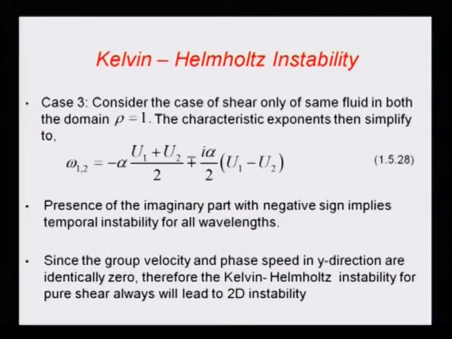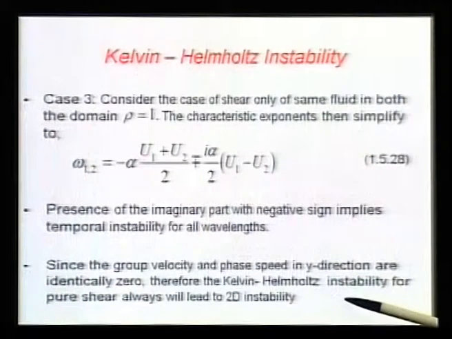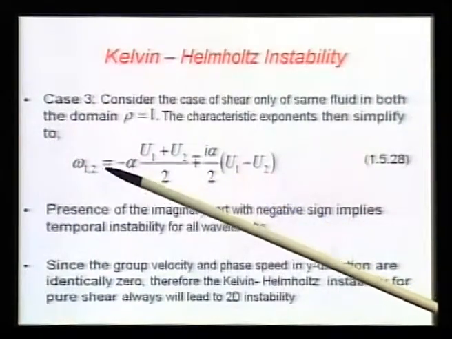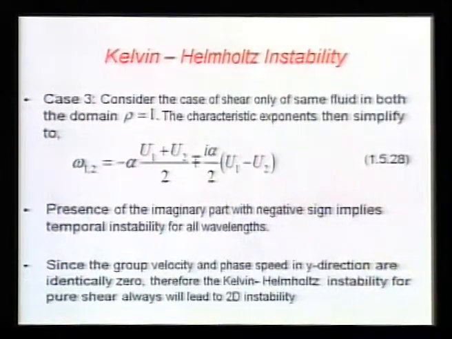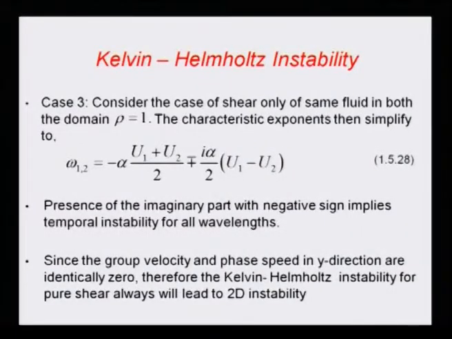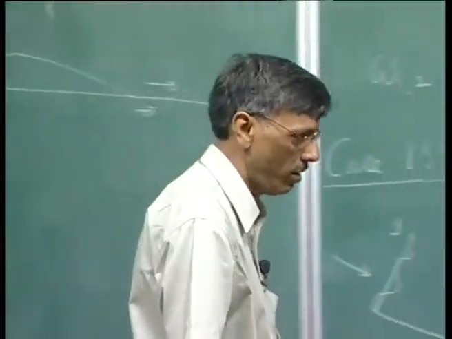Okay. I will stop here. Before I do that, I will simply ask you, since you have an expression for omega 1 2, you can calculate the group velocity and phase speed and tell me what you see. Okay. So, I will stop here.